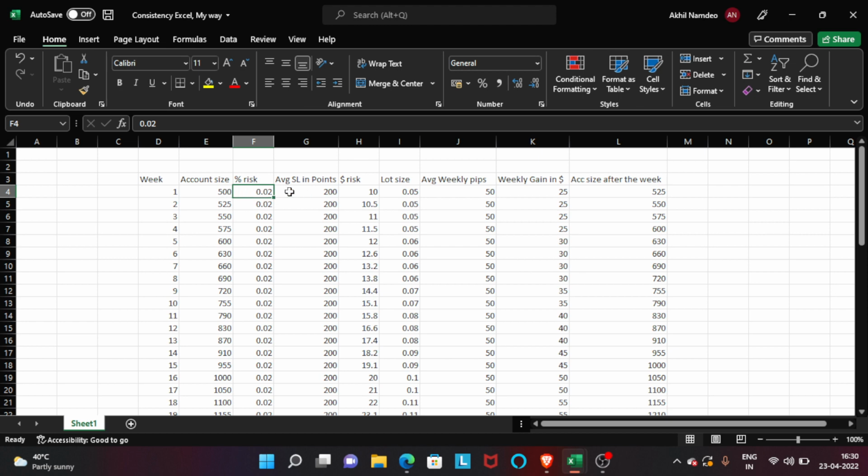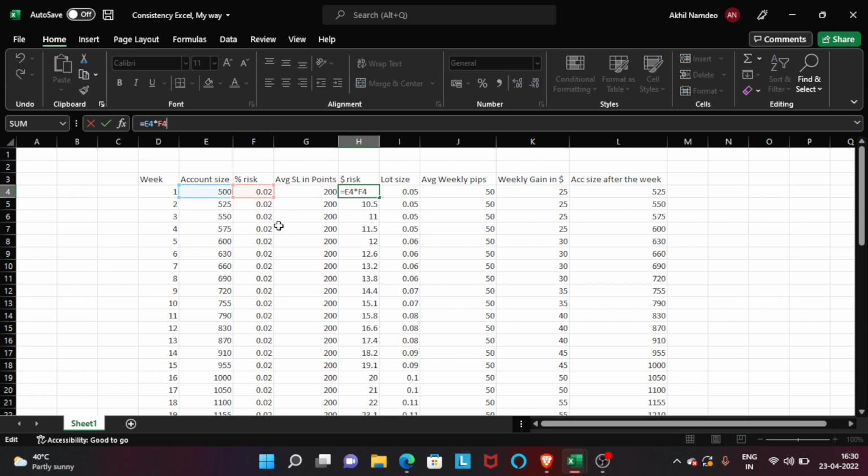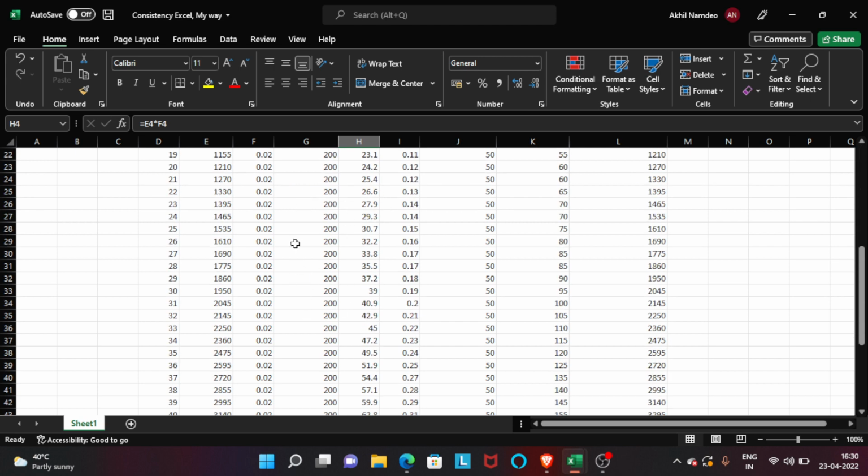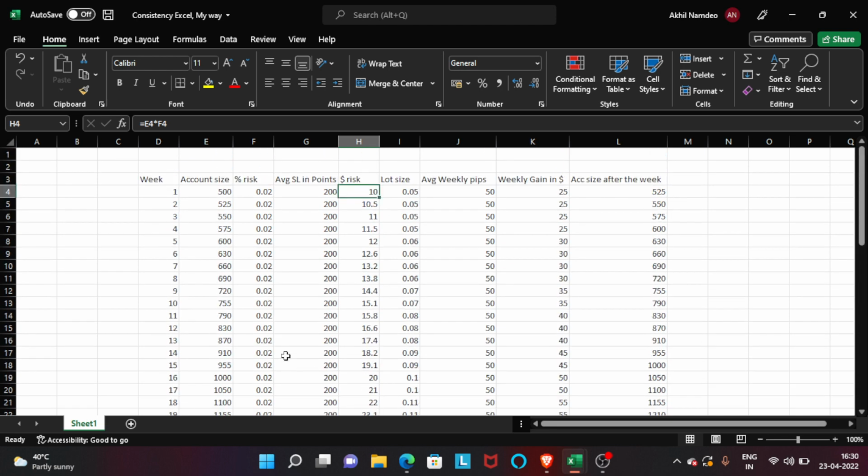So I've taken the 2% risk, and the average SL I have taken is 200 points, which is like 20 pips, right? I took this SL just because I had to put in a formula and needed it to calculate the risk. So SL is of no big use for us, but it was just used for the calculation purpose. Then after it comes the lot size and the average weekly pips.